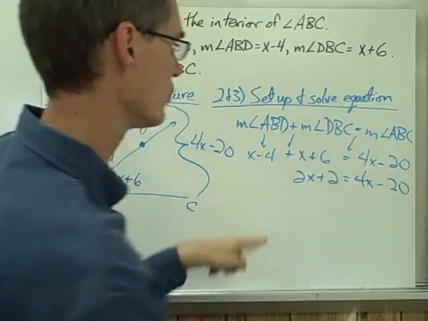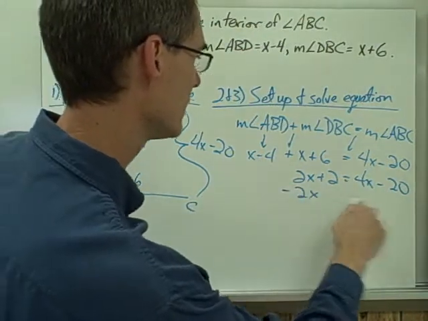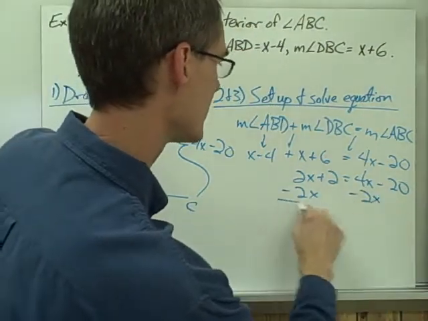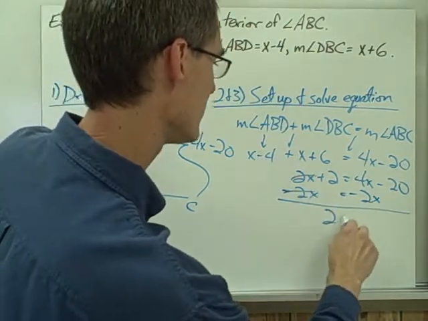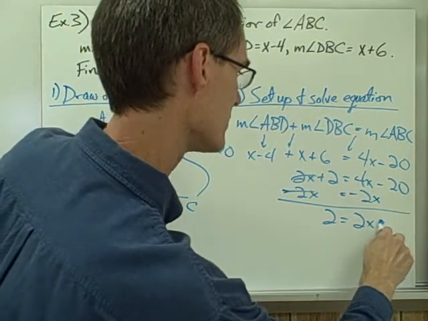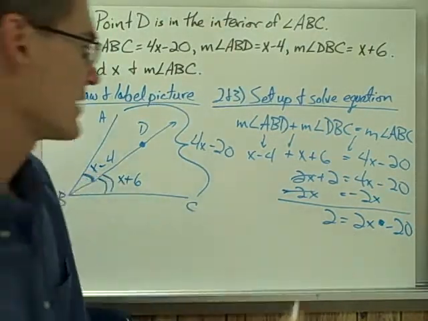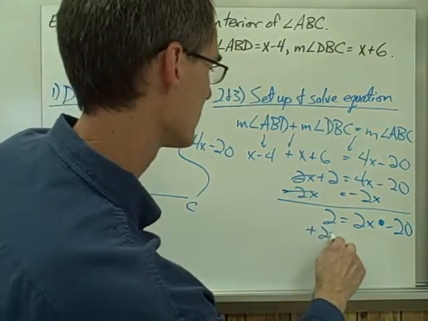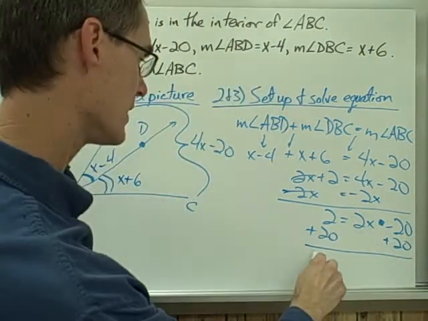Equals 4x minus 20. Let's see, if I subtract 2x from each side, that'll get all my x's together on one side of the equation. X's go away here. 4x minus 2x is 2x. Oops, that's a minus. And let's see, if I add 20 to both sides, then that'll get all my constant terms together.